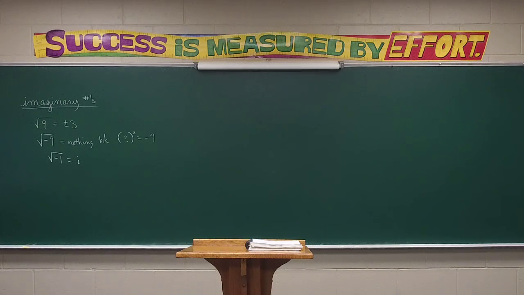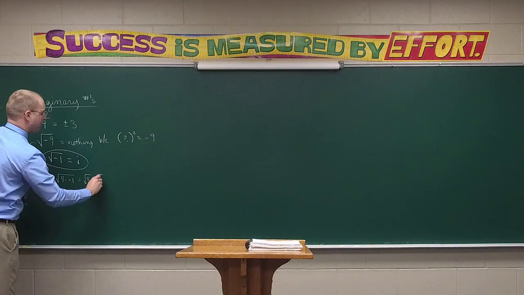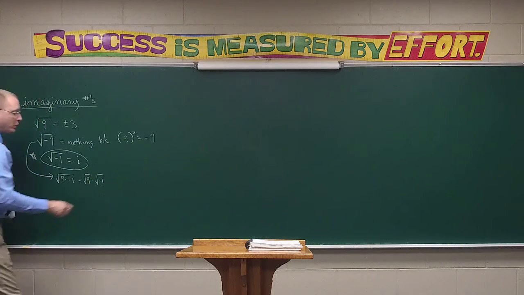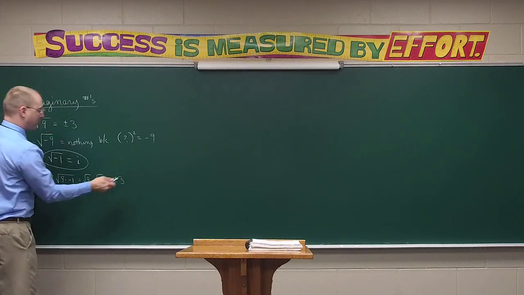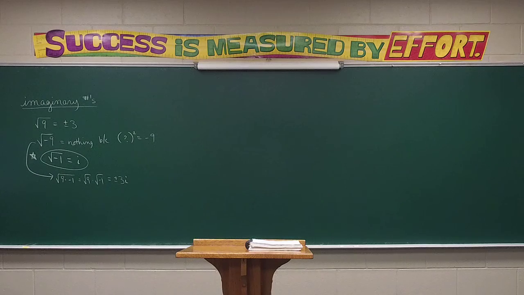If the square root of negative 1 is i, and I would like you to put that in your notes with a star next to it, the square root of negative 1 is i, then we could take something like the square root of negative 9 and say, well, that's the square root of 9 times negative 1. Or, as you know from algebra, the square root of 9 times the square root of negative 1, which would be the positive and negative 3 times the i, or positive negative 3i.